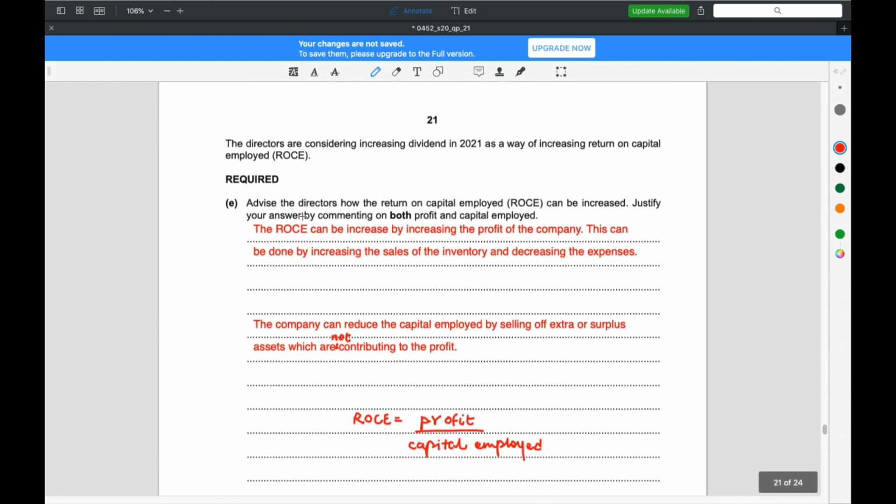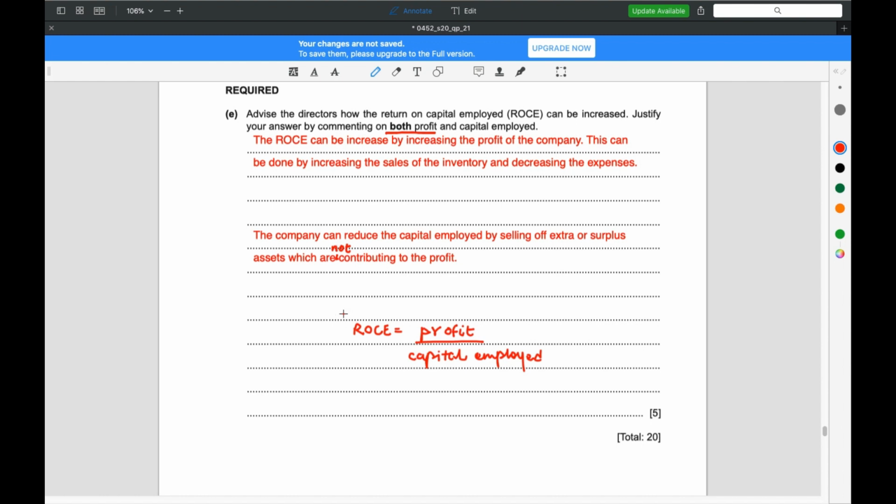In part E, he says the directors are considering increasing dividend in 2021 as a way of increasing return on capital. Advise the directors how the return on capital employed can be increased, and he says justify your answer by commenting on both profit and capital employed. Just bring into mind the formula for the return on capital employed. It's profit over capital employed. So if you increase the profit, the return on capital employed is going to go up. But if you decrease the capital employed, then again the return on capital employed is going to go up.